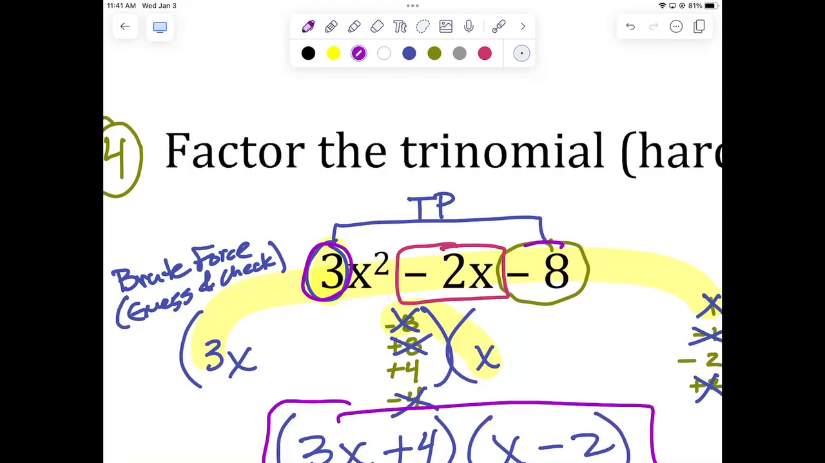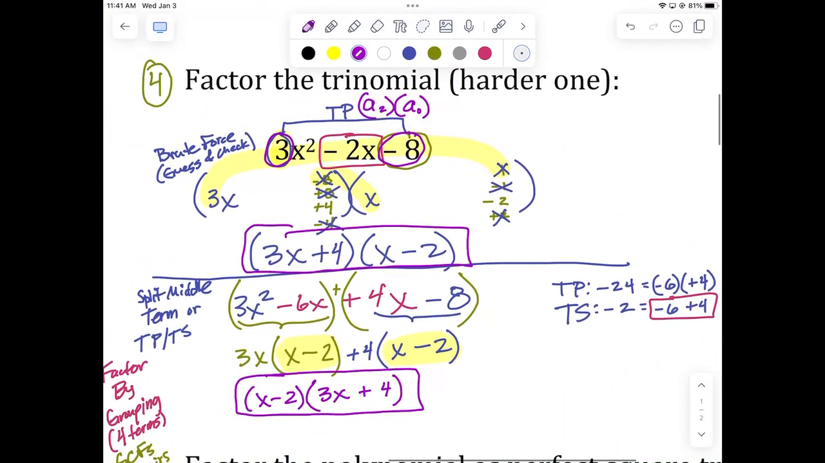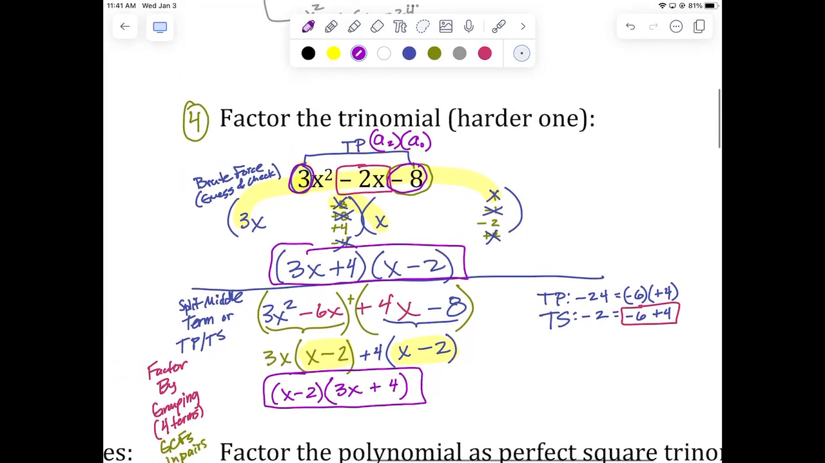It's the product of the first and the last. Okay? It's a sub 2 times a sub 0. If you remember from the polynomial days, it's your leading coefficient times your constant. The first times the last. That's where I got negative 24. That's important because that's how I started the whole problem. So if you don't know how to get that number, glad you asked. Any other questions on this method?